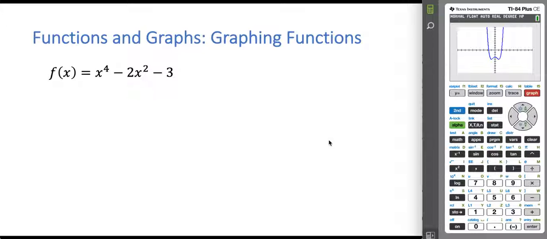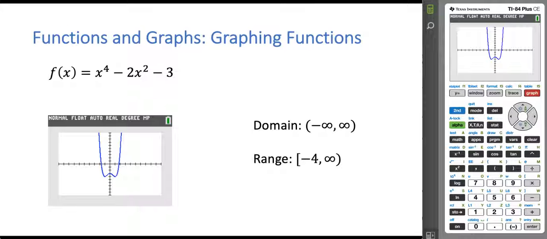So this time I want you to talk about what's the domain and the range of this function. So what would be the domain? What are the x values that are allowed? Well, the x values that are allowed are -infinity to infinity. So the domain is basically all real numbers. Now, what about the range? You can see that the range starts at -4 and goes to infinity, and we're including -4. So we use a bracket to include -4.